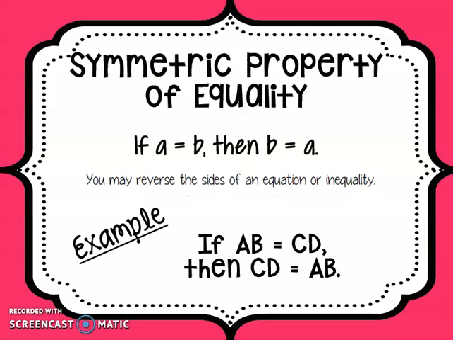All right, the next one is symmetric property, and this one I use a lot. I like most of the time to have my variable on the left side when I'm solving an equation. The symmetric property of equality is the one that allows you to reverse the sides of an equation or inequality. So the example at the bottom, AB equals CD, is the same as CD equals AB. Keep in mind when you have an inequality, if you change the sides, you have to change the inequality sign as well.